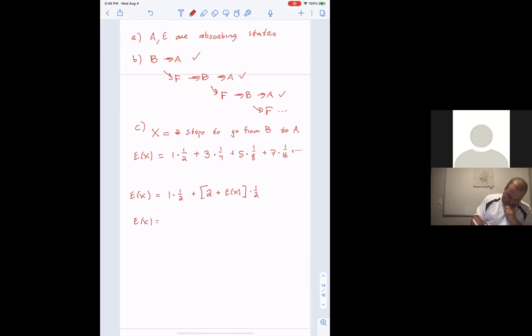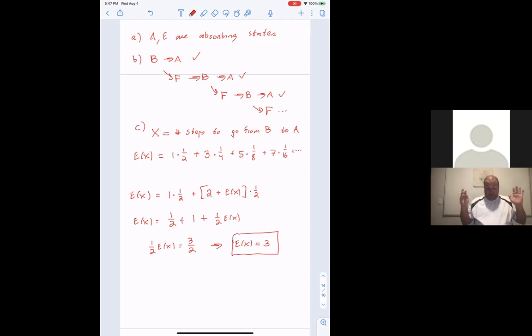E of X equals 1/2 plus 1 plus 1/2 E of X. So if I subtract 1/2 E of X, I get 1/2 E of X equals 3/2, in which case E of X is equal to 3. And that is the answer. E of X is equal to 3. That was not easy.